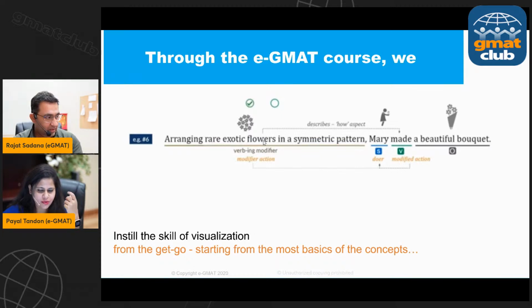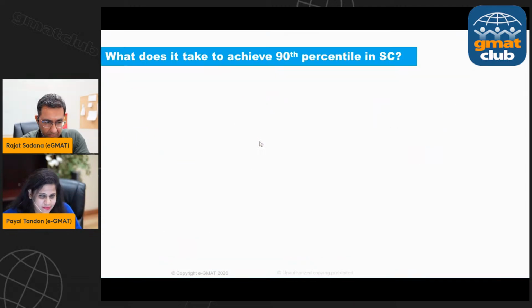Essentially, you have to get to the point wherein, as you're reading the words that the author has written, you're creating that mental image, that visualization. That is the skill that you have to build. How do you create a mental image out of the words that you see in the sentence?